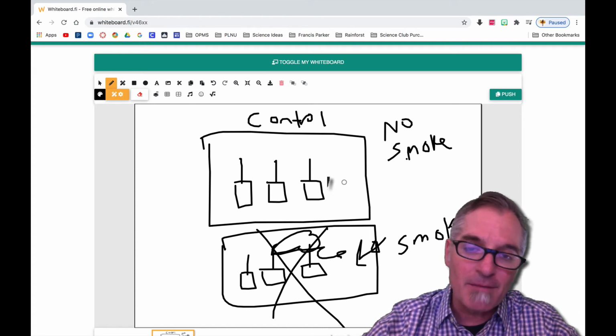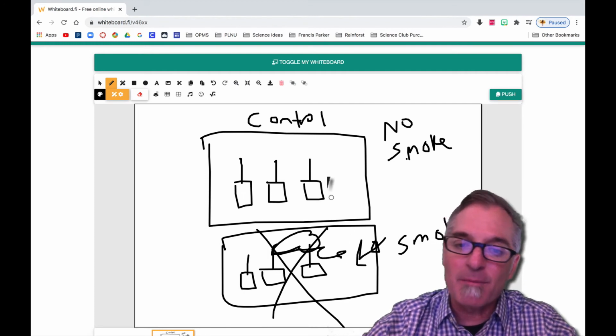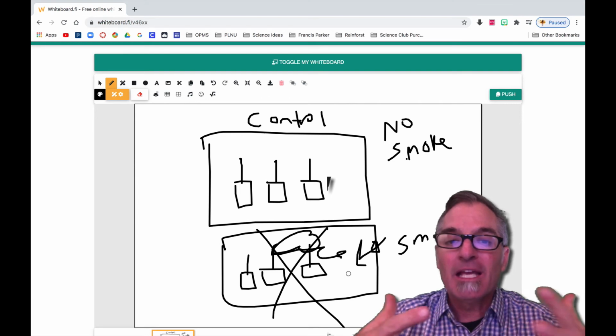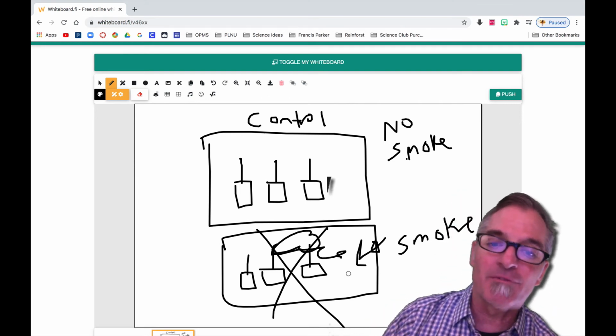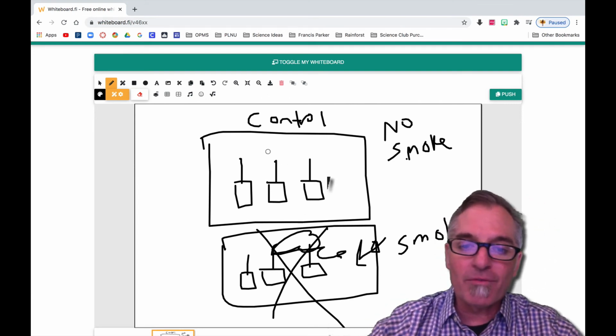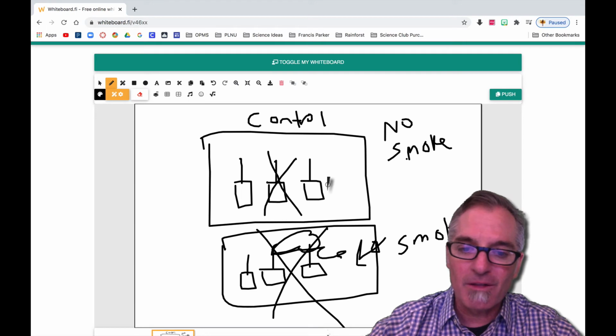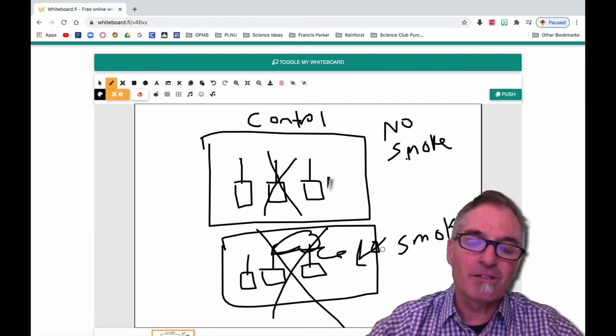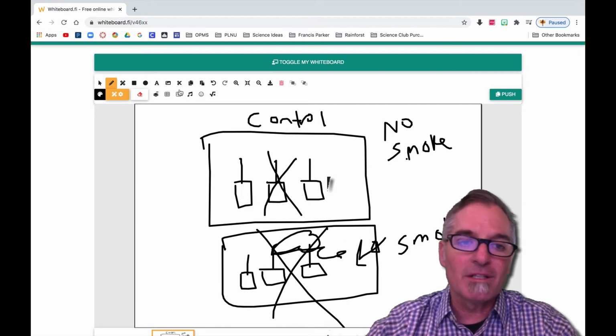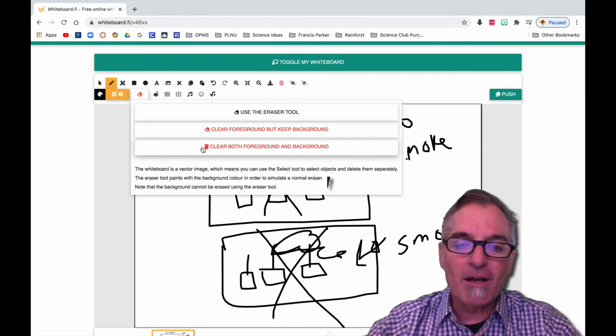They each need the same amount of water. They each need the same amount of soil. They each need the same amount of sunlight. They each need to be at the same temperature, in the same environment. Because what if the plants here died as well? Well, then we know the smoke didn't kill the plants. It was something else that killed these plants. So it's always important that we have a control.